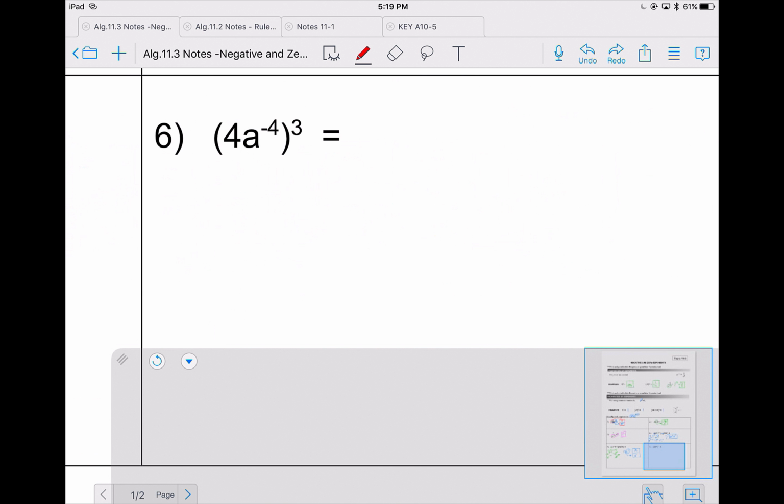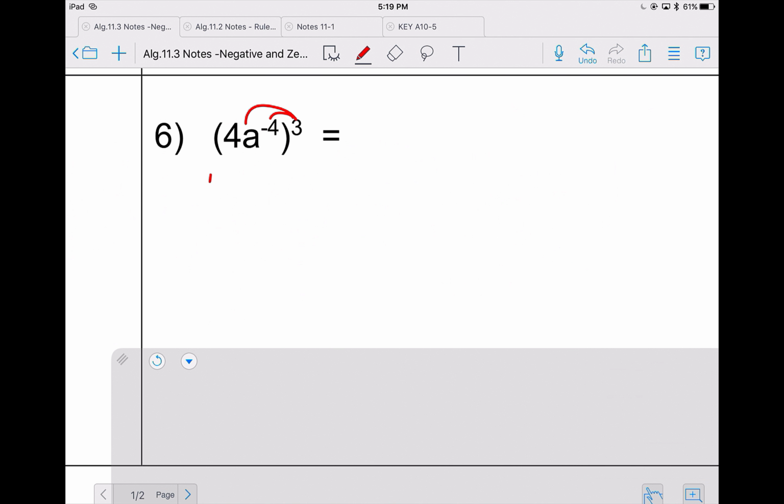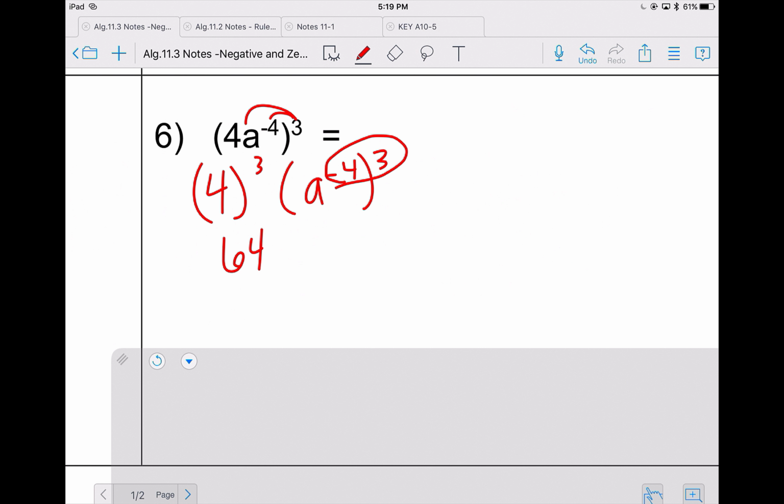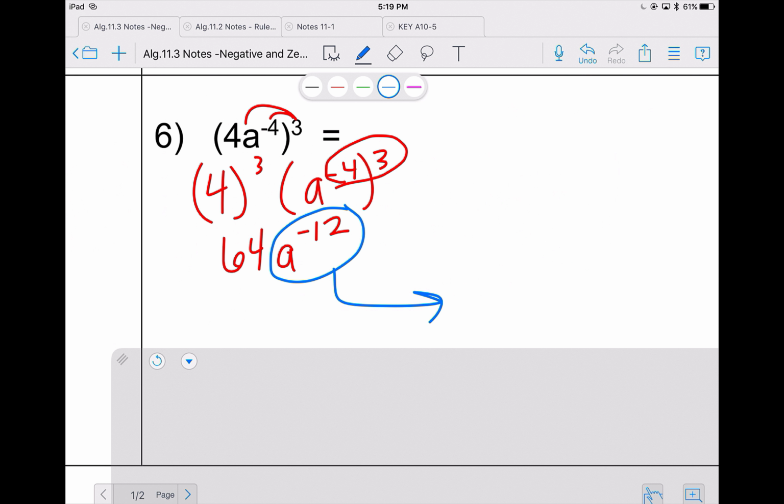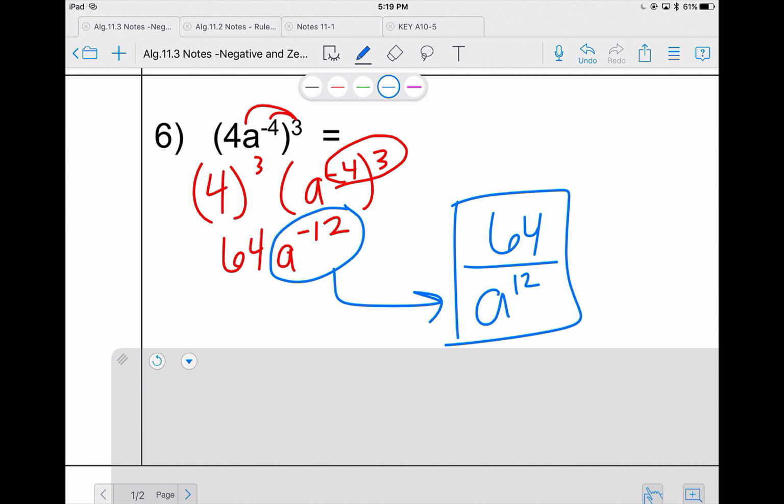Problem 6, we distribute that power. 4 gets cubed, and a to the negative 4 gets cubed. 4 cubed is 64. These are on top of each other or piggybacking. When they piggyback, we multiply, so negative 4 times 3 is negative 12. Now this can't be my final answer because as we learned today, we can't have negative exponents, so we move a to the bottom and make it positive. 64 is fine where it is because it doesn't have a negative exponent, so I leave it where it is.